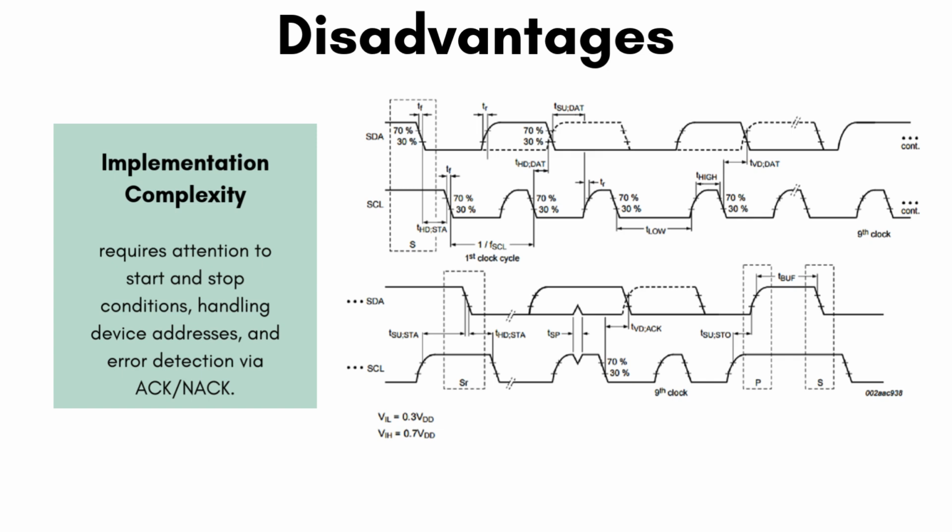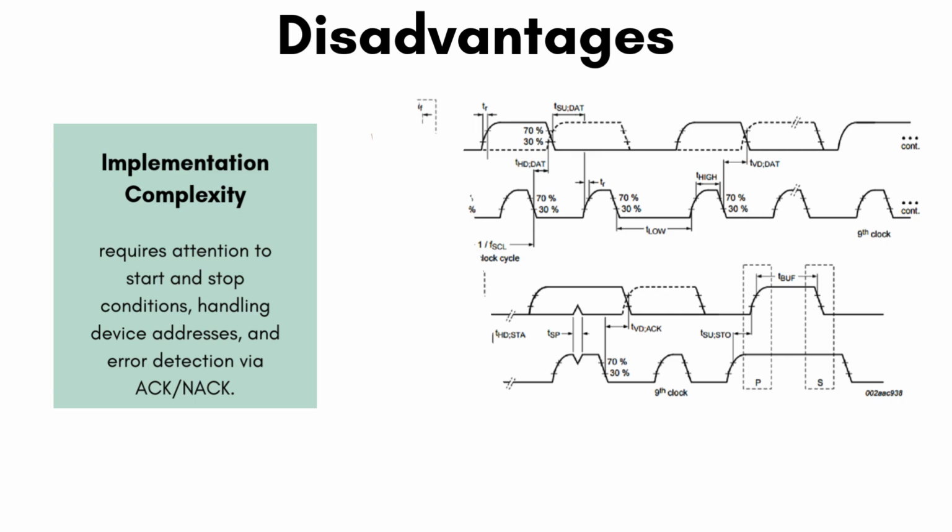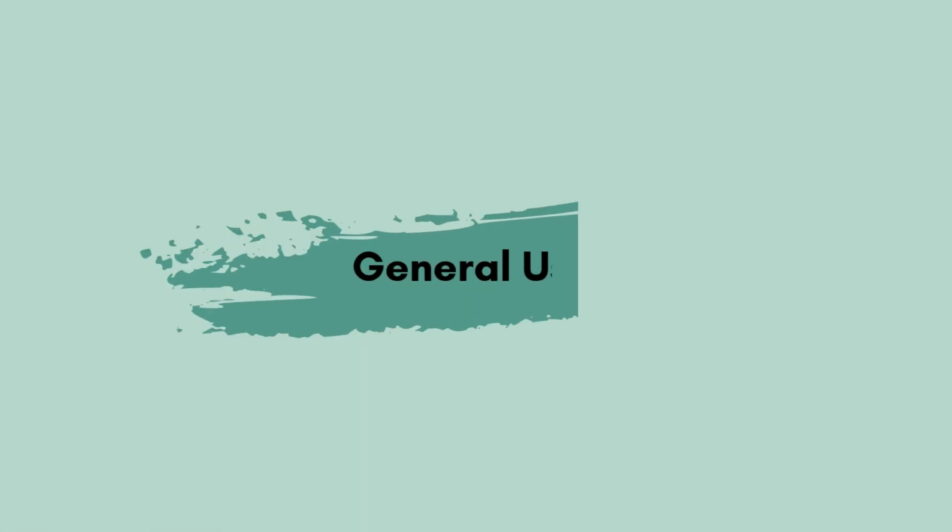The timing diagrams show how the data line SDA and the clock line SCL behave over time. Important parameters include setup time, hold time, and clock duration. In a nutshell, while I2C is handy and saves pins, it can be slower, has limited distance capabilities, and requires careful setup. So the next one is general usage.